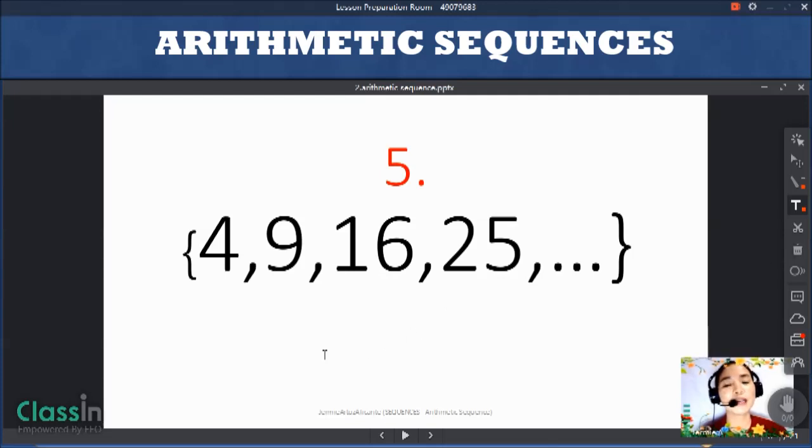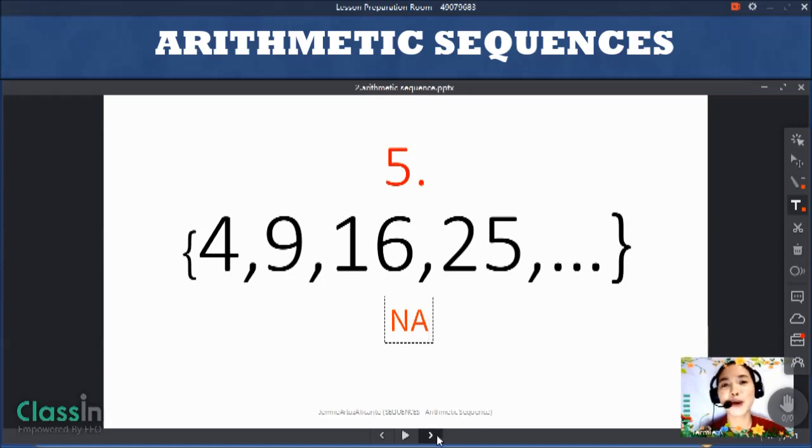We have the sequence 4, 9, 16, 25, and so on. Is this an arithmetic sequence? Write down your answers. The answer is NA. It is not an arithmetic sequence because there is no common difference.